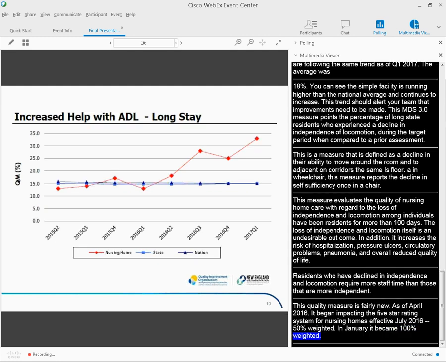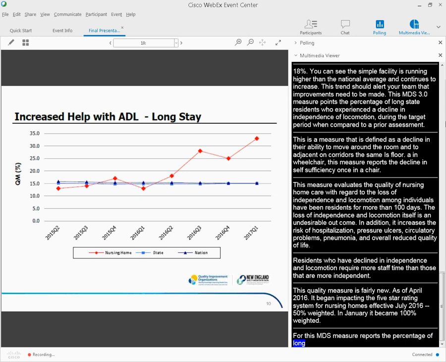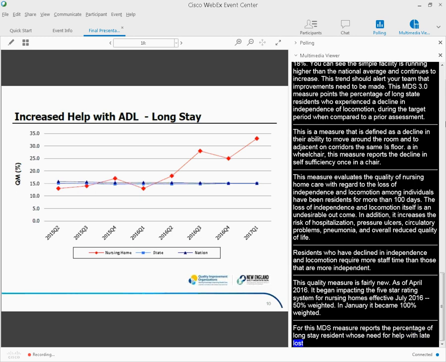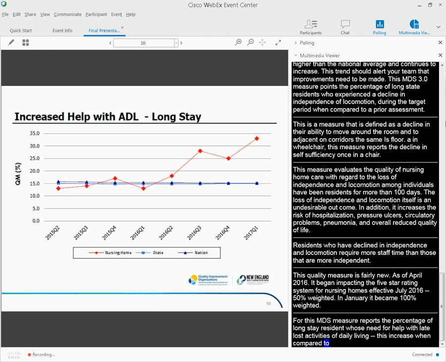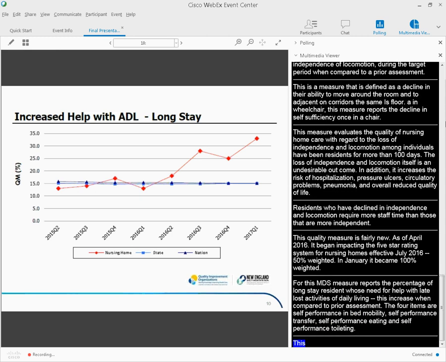So for this MDS 3.0 measure, it reports the percentage of long-stay residents whose need for help with late-loss activities of daily living has increased when compared to a prior assessment. The 4 late-loss ADL items are self-performance in bed mobility, self-performance transfer, self-performance eating, and self-performance toileting. This measures what the resident actually did, not what he or she might be capable of doing.